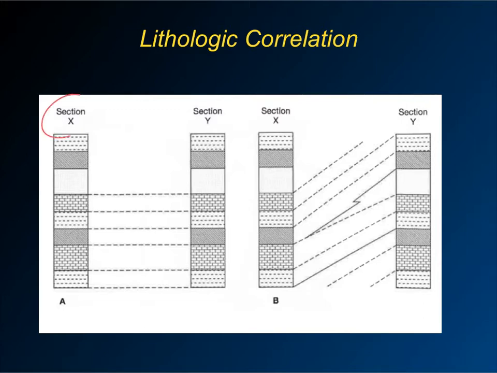So here's section X and section Y, and you can see if you have shale, limestone, sandstone, shale, limestone, I don't know what we'll call the white unit. It doesn't matter what the units are, but what you notice is you have the same pattern, because here you have shale, and there's a limestone above it. And the easiest thing to do would just be to draw contacts at those boundaries.